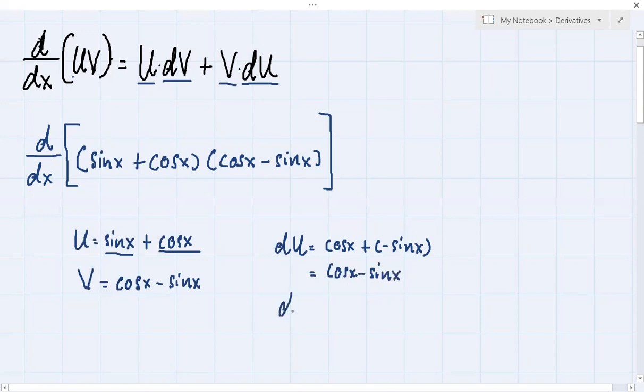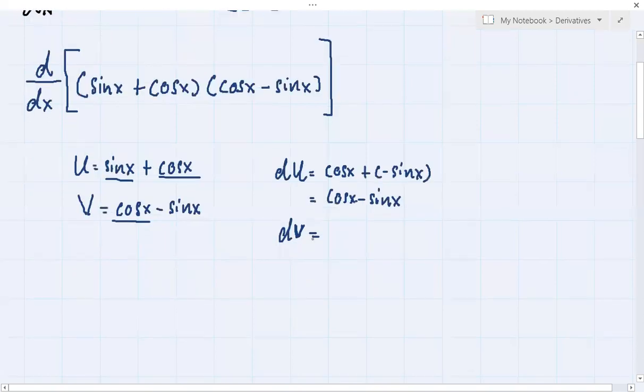Now, let's go to the derivative ng v. Or derivative ng cosine x minus sin x. So, let's take it slow. Ang derivative ng cosine x ay negative sin x. Minus, derivative ng sin x ay cosine x. And that would be your dv.